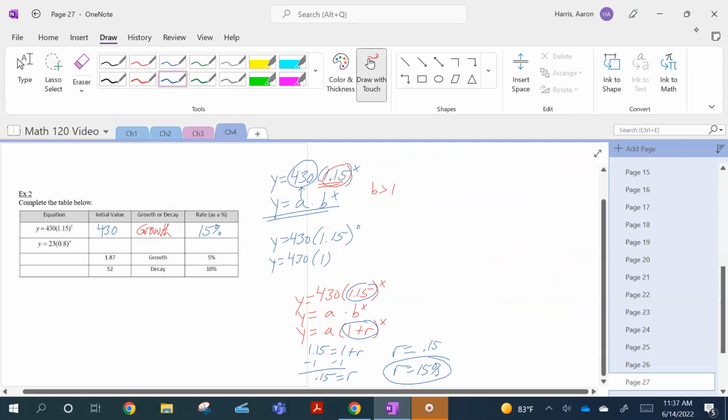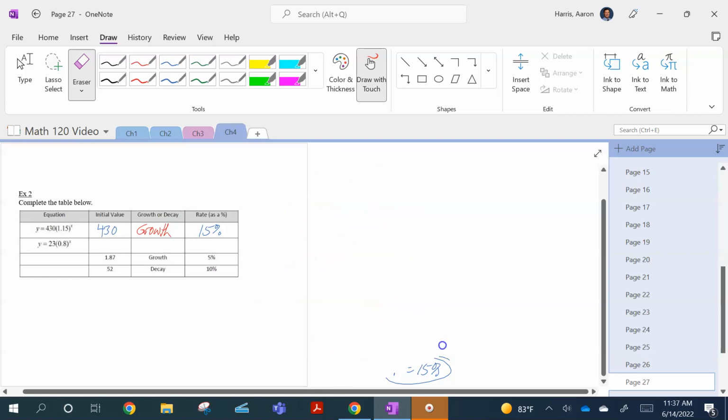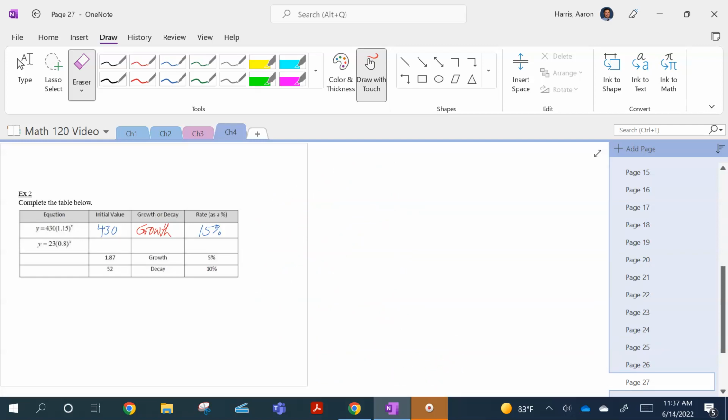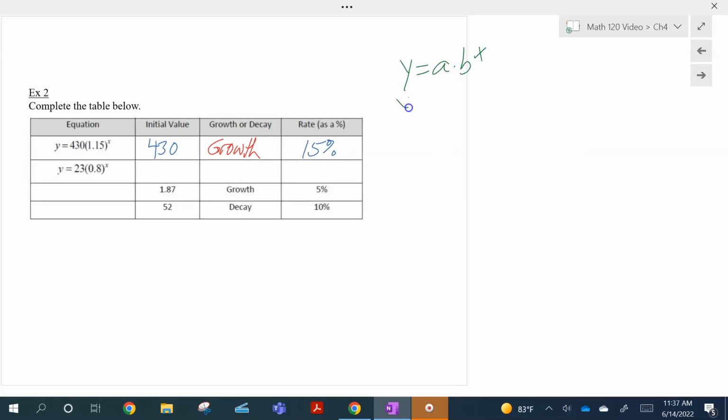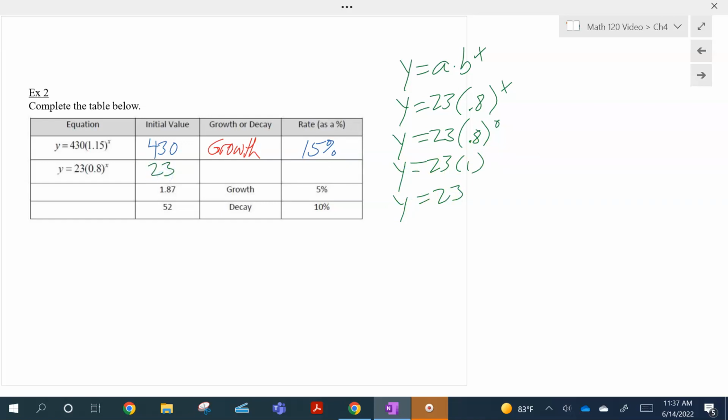All right, let's keep going with some of these other ones. Next one we got 23 times 0.8 to the x. What's the initial value? Well, it's that 23 right there. It's the a value, because if I let x be 0, I'm left with the a value. I'm left with 23. So that's my initial value, 23.